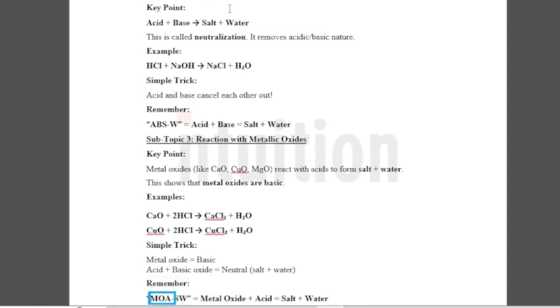Remember, MOSW: metal oxide plus acid is salt plus water.